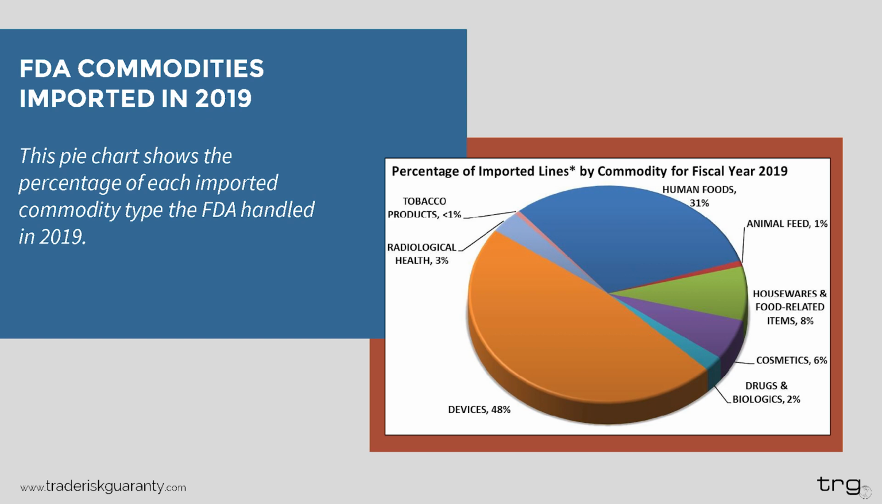To give you a better idea of the FDA's activities over the course of 2019, this is a pie chart the agency published showing the percentage of imported lines by commodity type. So despite the fact that it is called Food and Drug Administration, you can see that 48% of the imports the FDA oversaw last year were devices. These devices encompass items such as blood pumps, pacemakers, laboratory tests, etc. So it's a pretty big category there, but it's definitely not something a lot of people think of when they first think FDA.